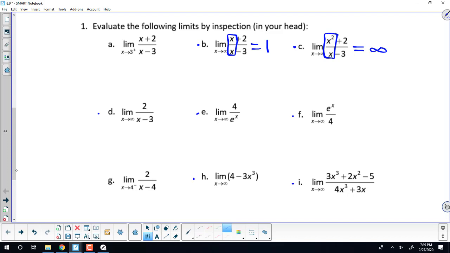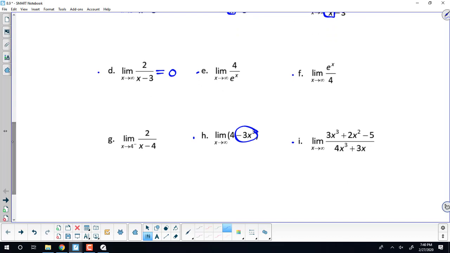How about D? What's the limit at infinity for D? 0. Top is 2, the bottom gets larger and larger, quotient gets smaller and smaller. How about H? Negative infinity, right? Again, leading term here. You get -3 times an infinity cubed, basically. So a large number cubed is a large number times -3 is a large negative number, I guess. How about I? 3 over 4. Again, leading term over leading term. This function at infinity behaves like 3x cubed over 4x cubed, which is 3 over 4.